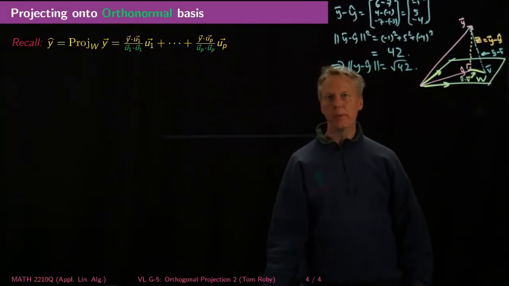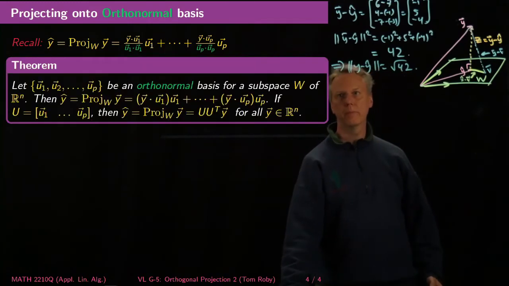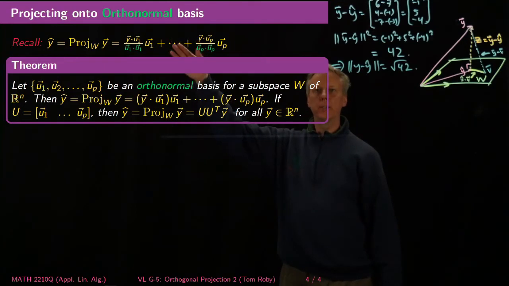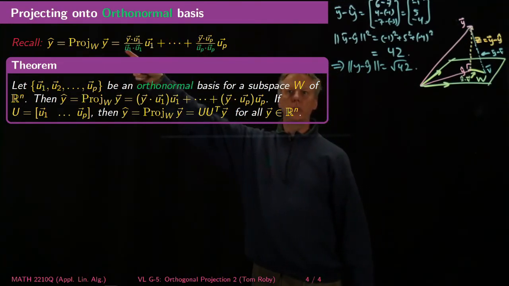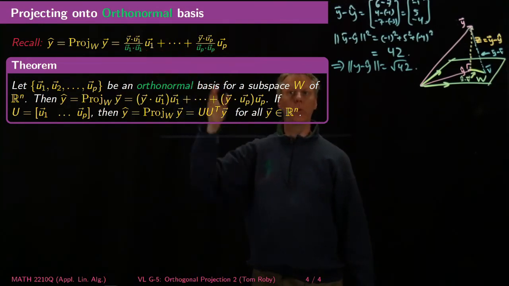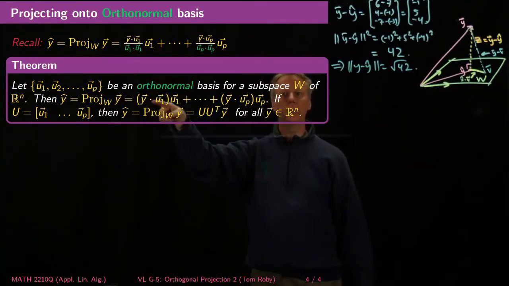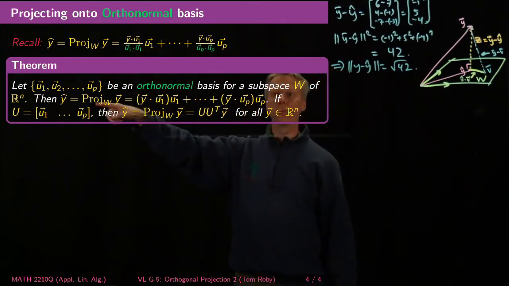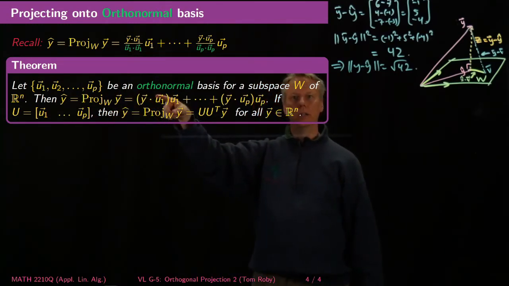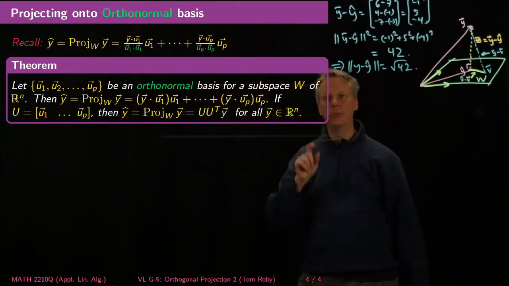Okay, so now let's see what happens when we project onto an orthonormal basis. First of all, we've got the same formula, but if our basis is orthonormal, then all of these denominators vanish, because they just become 1. I don't mean they vanish in the sense of being 0; they vanish in the sense that they become 1. And so you just get this simplified formula for the projection of the vector y onto W, which is just y dot u1 times u1 plus dot dot dot plus y dot up times up.